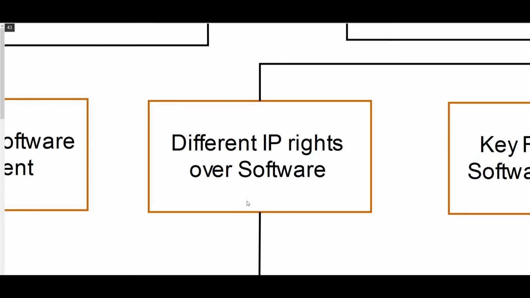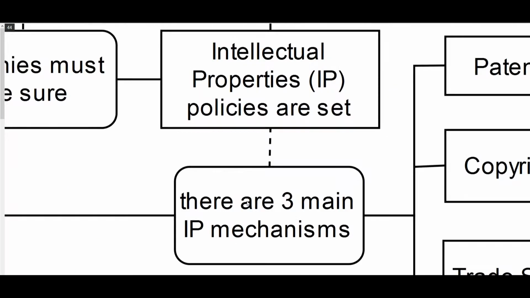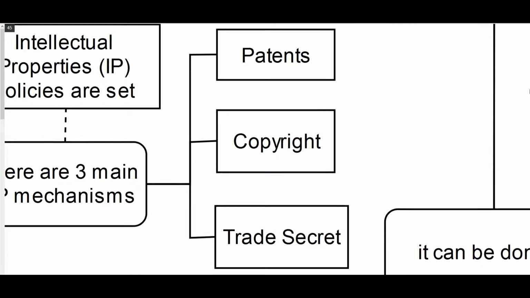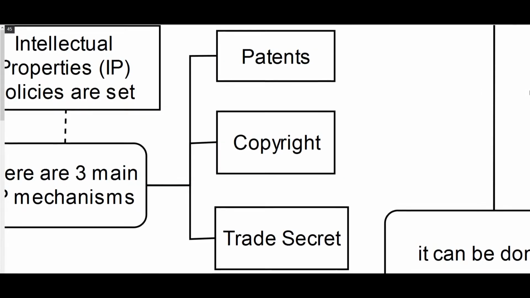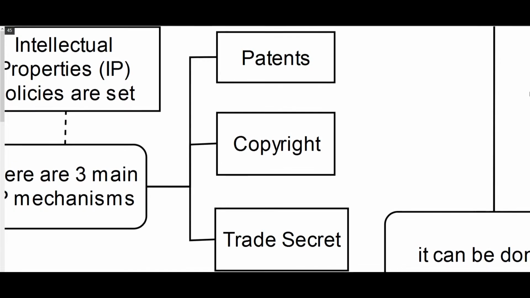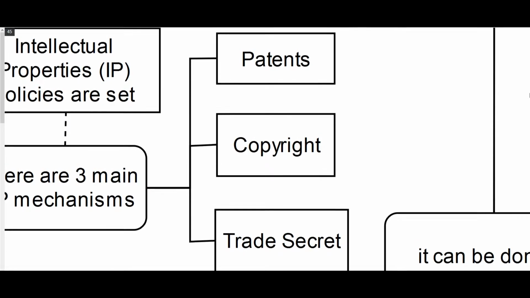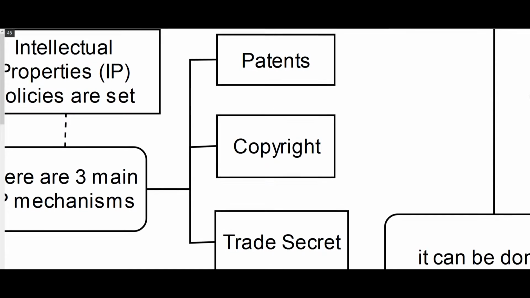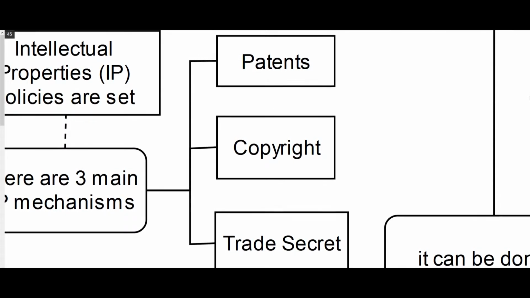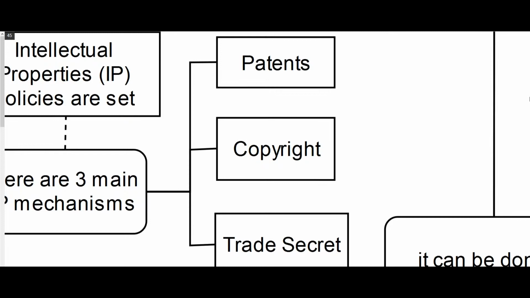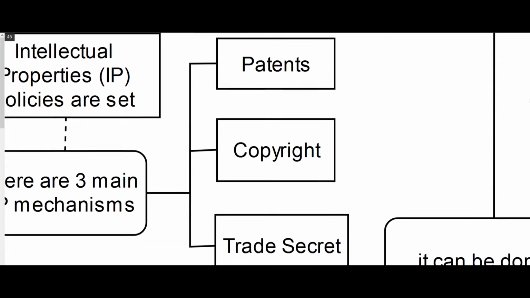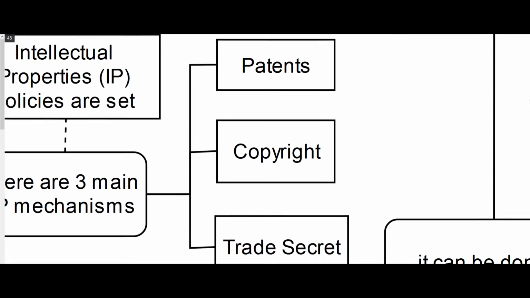Now let's move on to different IP rights over software. Owners of software dispose of several mechanisms to protect their product. These mechanisms vary depending on the protected element. Their first option is to obtain patents over algorithms or over other creative aspects of the software design. The second option is to obtain protection over the software code itself via copyright. The third option is with a trade secret, also known as classified information in some jurisdictions.